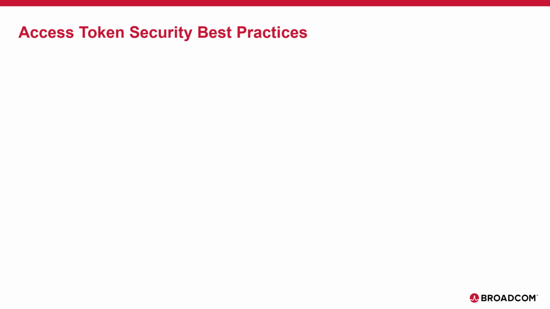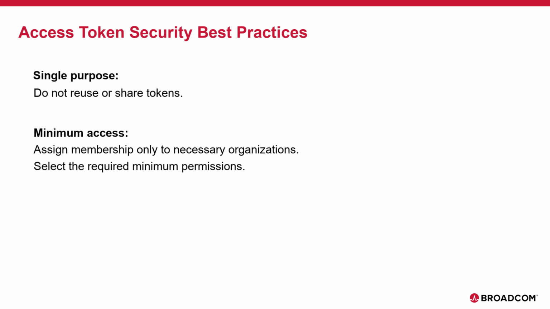That means that an access token should be treated as securely as any other password. Before we look at how to create a token, let's consider a few security best practices. The token should be created for a single purpose and should not be reused for other jobs or shared with other users. The token should be created with minimum access to only the necessary AppNeta organizations and with the minimum permissions needed for its purpose. For example, to retrieve data, use a view-only access token to avoid the risk of inadvertent configuration changes.